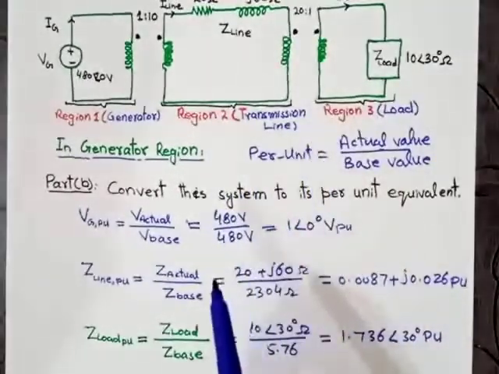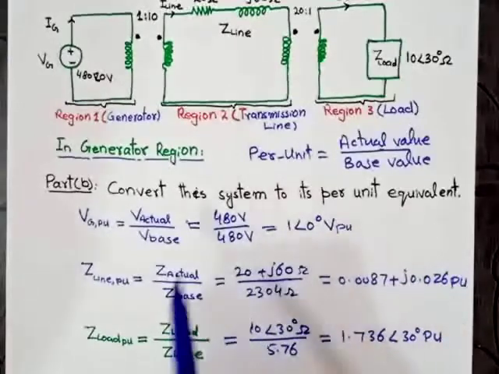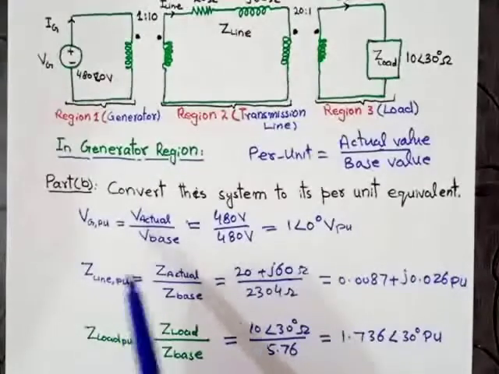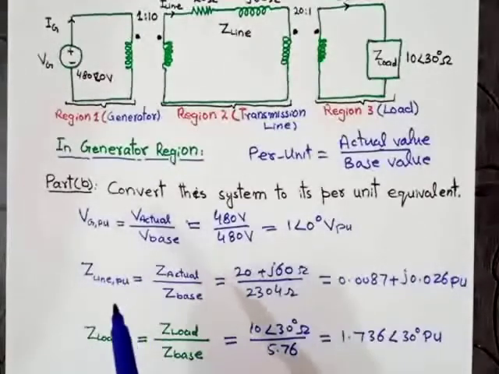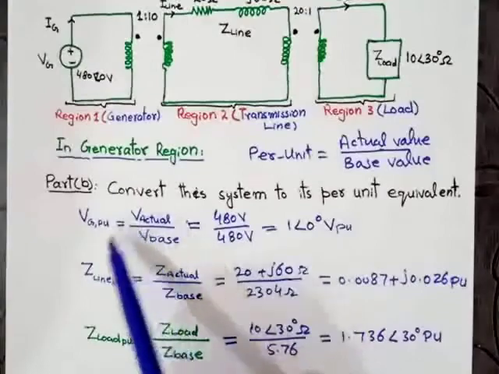So this is the part B of the given numerical problem. Now we will draw the equivalent circuit in the per unit form, in the per unit system. So now we will draw the per unit equivalent circuit by using these per unit values.